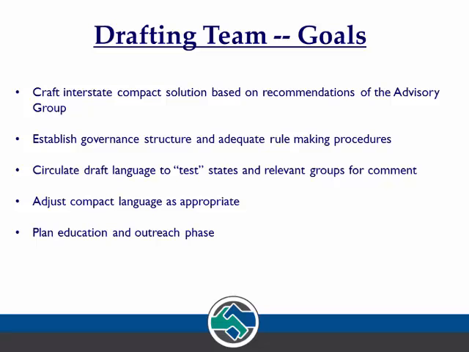Typically, drafting team goals involve making sure that the document matches the expectations that were set out in the beginning by the advisory committee, crafting the compact based on the recommendations of the groups that designed these instruments. Establishing an adequate governing structure and specifying what types of rules will be authorized to be made is important. Circulating draft language to groups and stakeholders and states for review is important. And adjusting the compact language before it is enacted is critical.